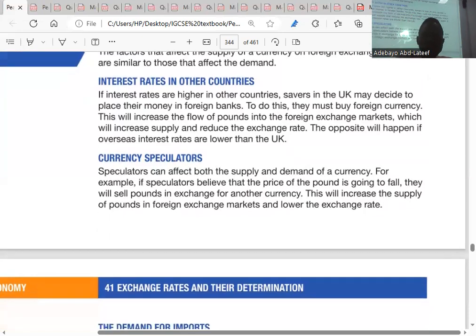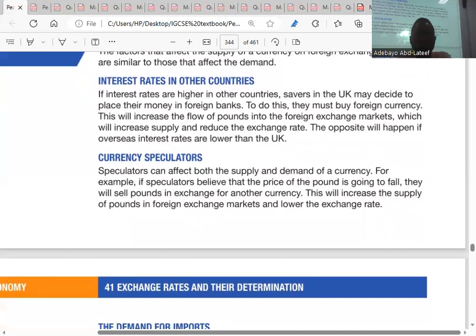All right. Currency speculators. This goes the same way. Speculators can affect both supply and demand of the currency. For example, if speculators believe that the price of the pounds is going to fall, they will sell all the pounds because they feel that the price is going to fall. So if the price falls, they become worse off. They don't want to be worse off. They want to make as much profit as possible. So they will sell. They buy more if the speculation is about an increase in price in the future. They sell now, they sell more if the speculation is about a fall in the price in the future.